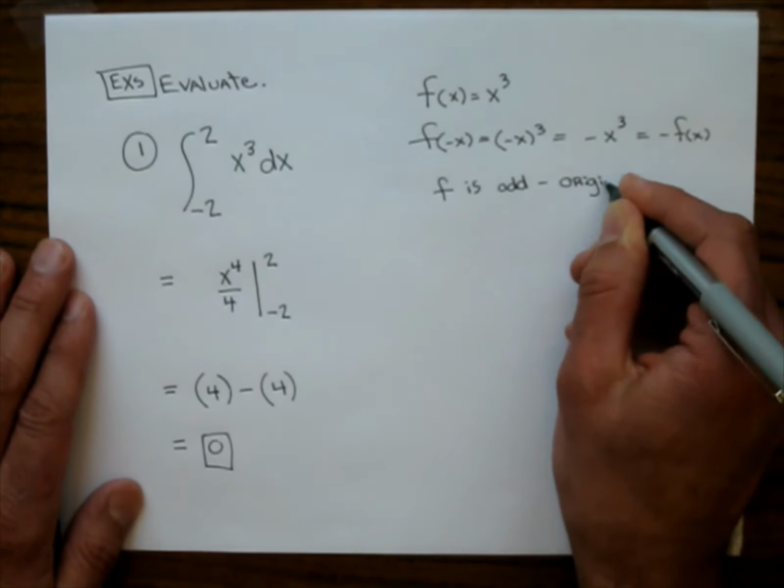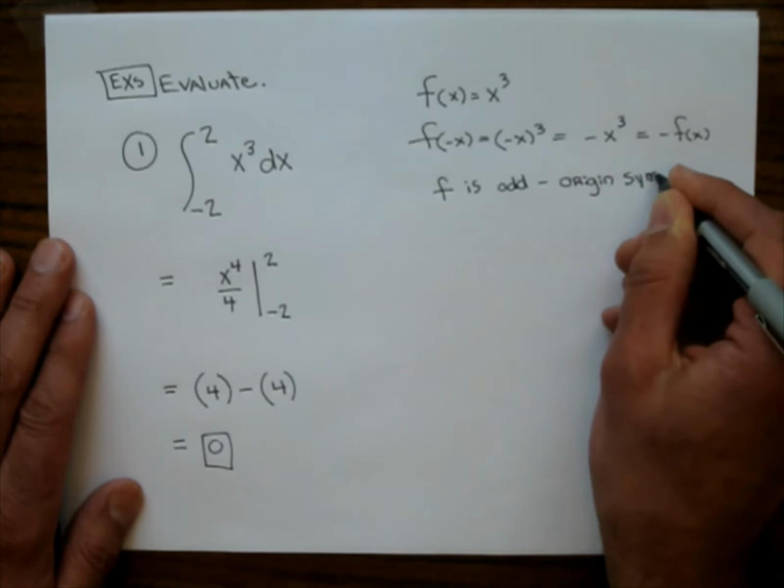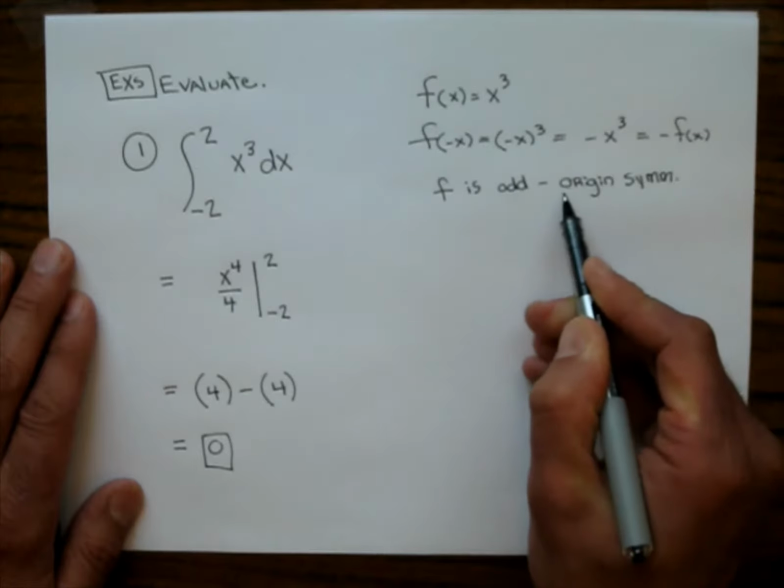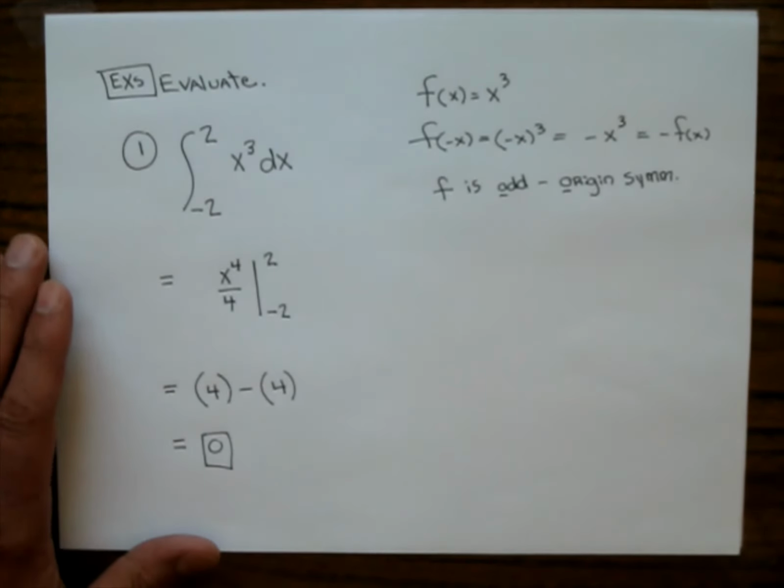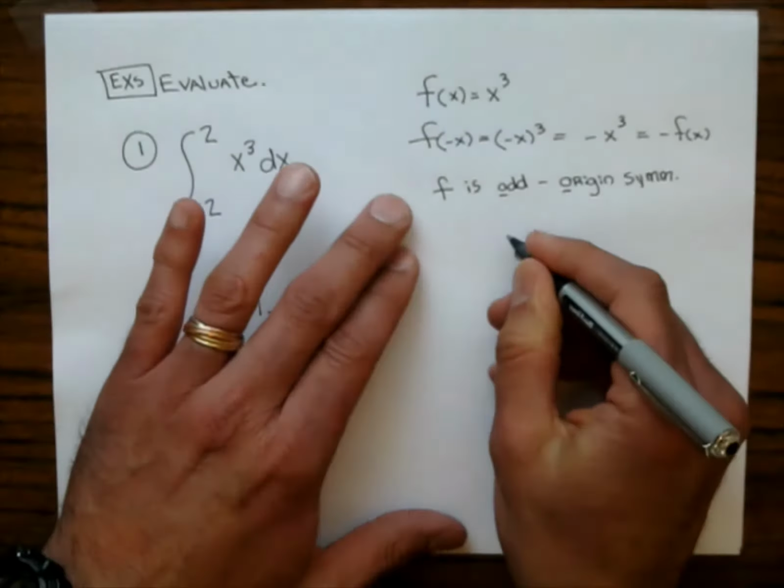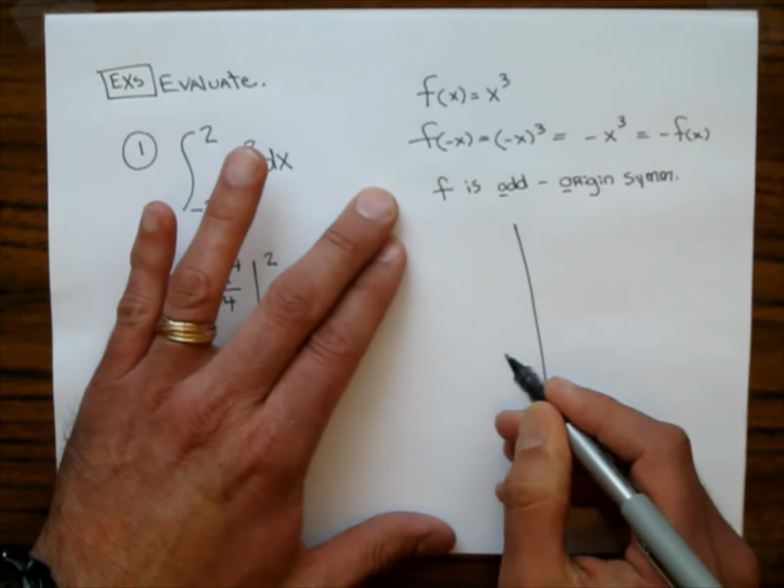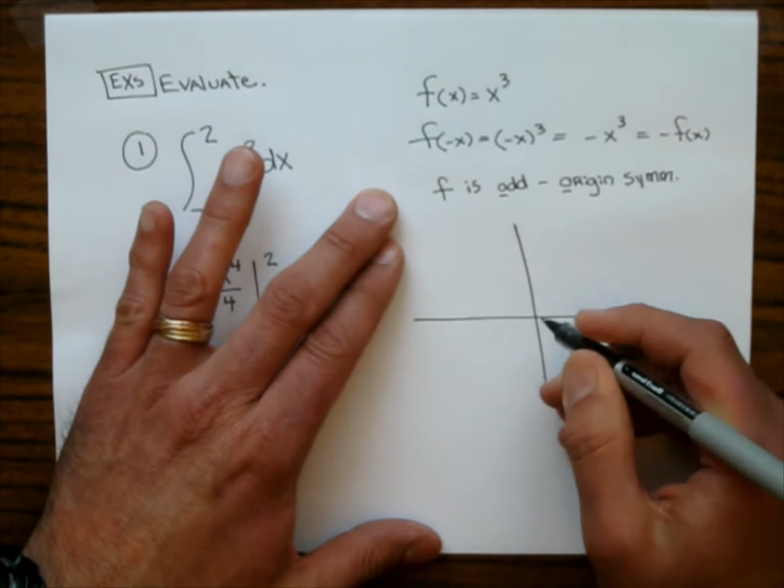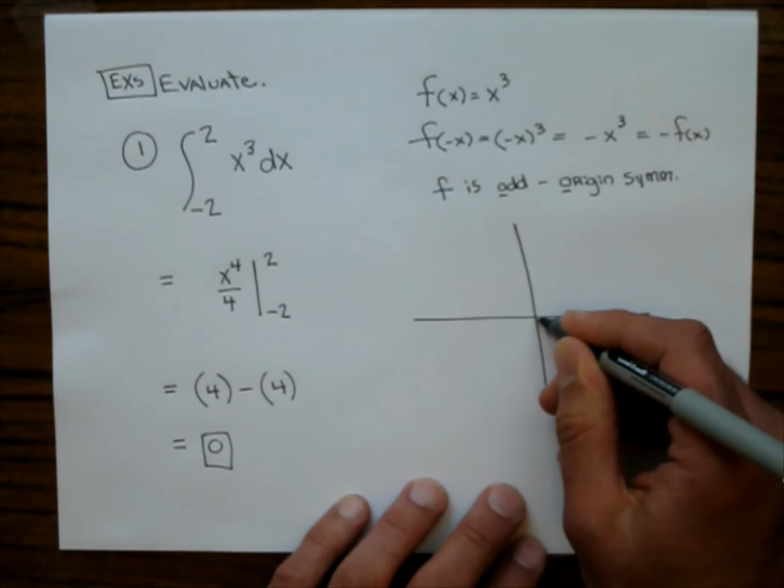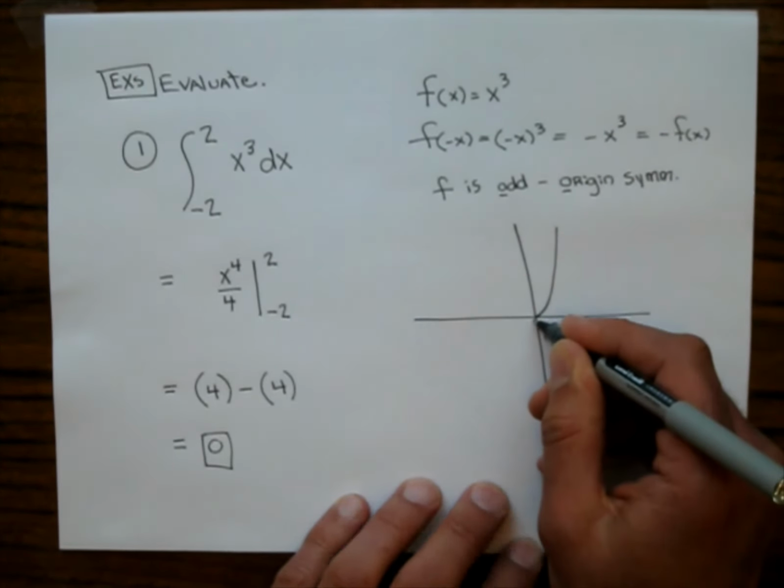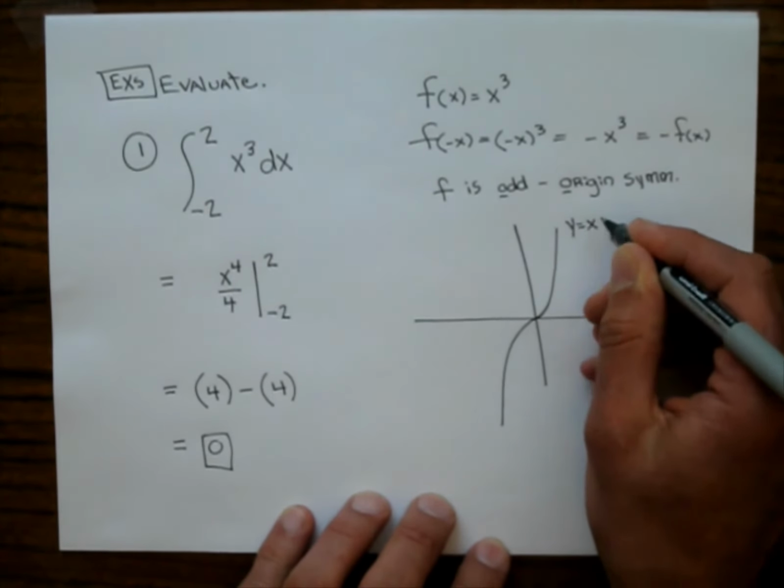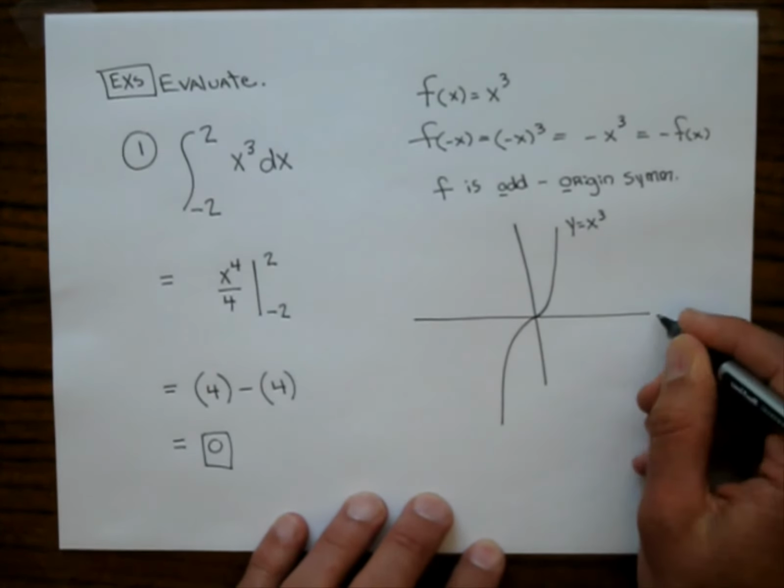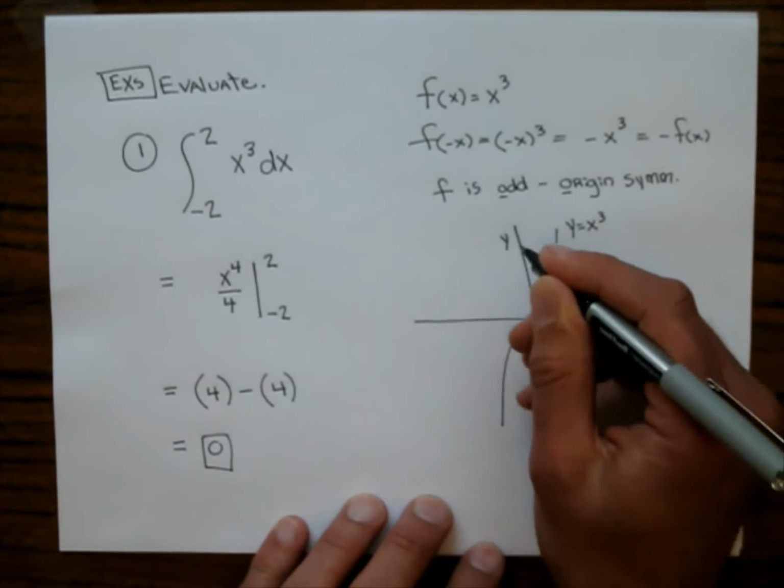origin symmetry. Origin starts with an O, and so does odd. So what does the graph look like? The graph looks like this. Y equals x cubed. Looks like that. Here's x, here's y.